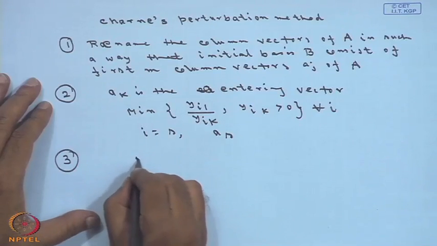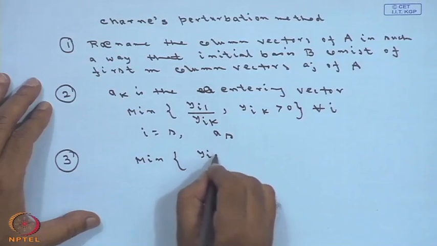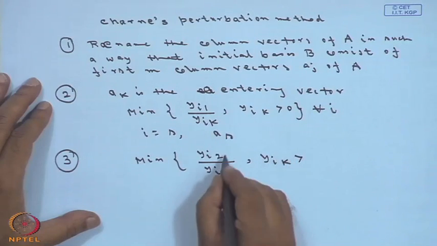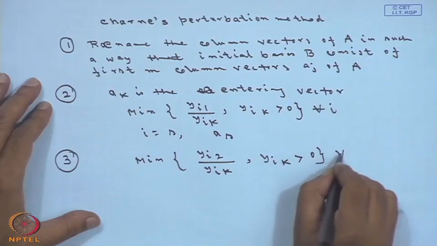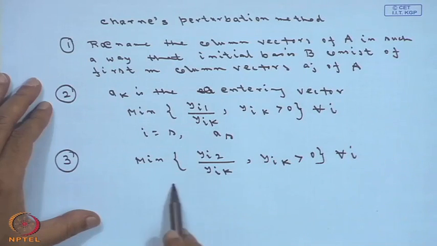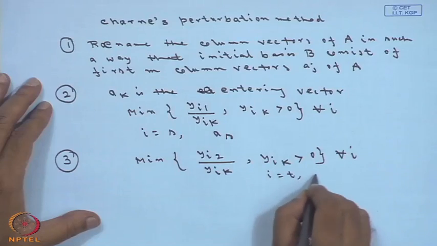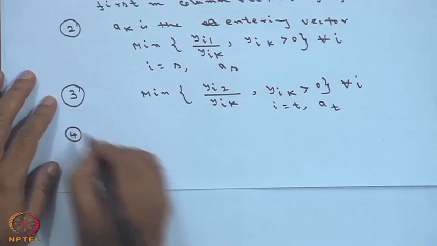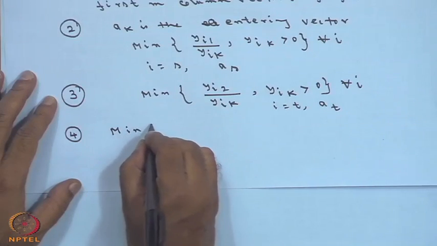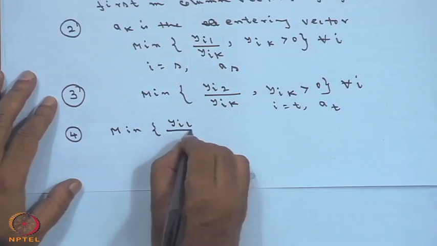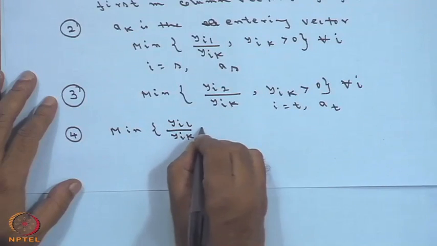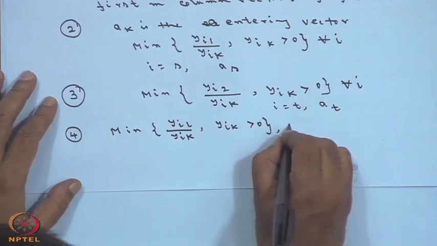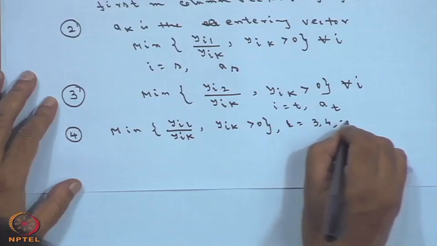Number 3, you go to the next stage, minimum of y i 2 by y i k, that is the next. This value index is being changed for all i. Again whatever minimum value is there, if it occurs at i equals t, then a t will be the departing vector. Again if it becomes a tie, then I am writing the general one, that is minimum of y i l by y i k, you go on doing like this, and y i k always should be greater than 0, where your l is equal to 3, 4, like this way n.